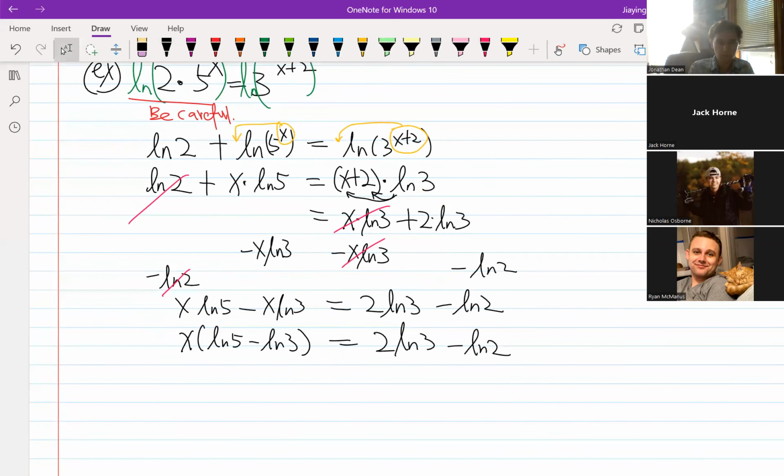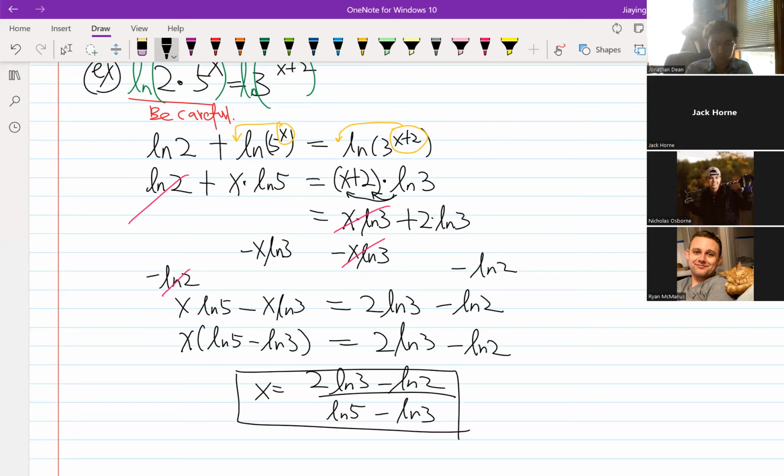If I want to solve for x, I'm going to have to divide by this parentheses on the left. So I get x equals 2 natural log of 3 minus natural log of 2 over natural log of 5 minus natural log of 3. This is perfectly fine to have. All right, any questions on this?